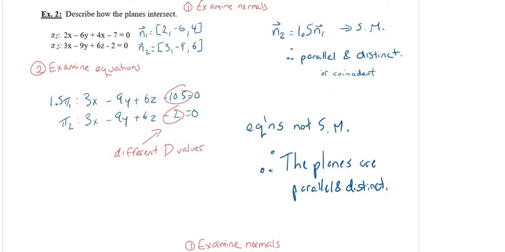So essentially, these ones are parallel and distinct. So we're going to conclude that at the very bottom. And that's the end. That's as far as we can go. We can't describe the intersection in any more detail. They're parallel and distinct, and that's all we can do.